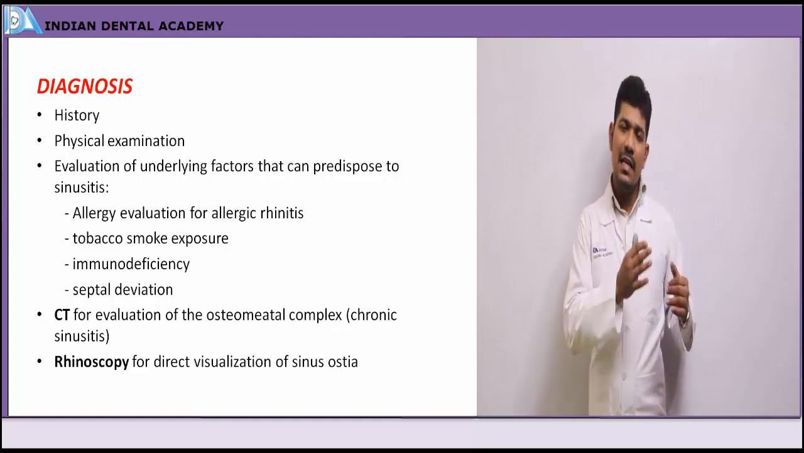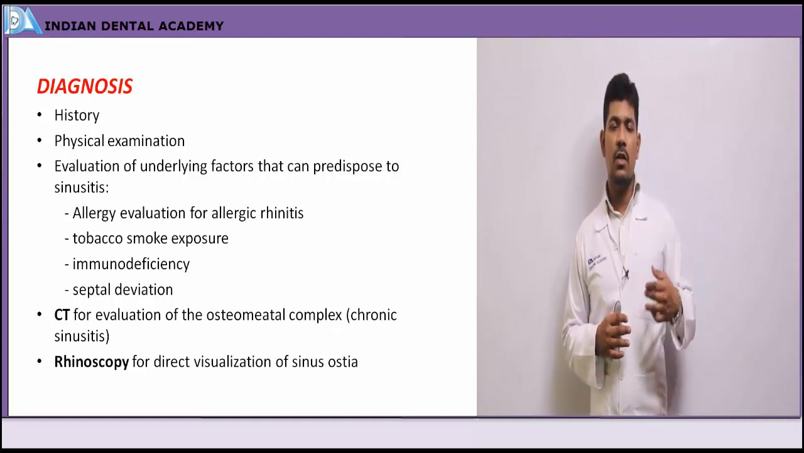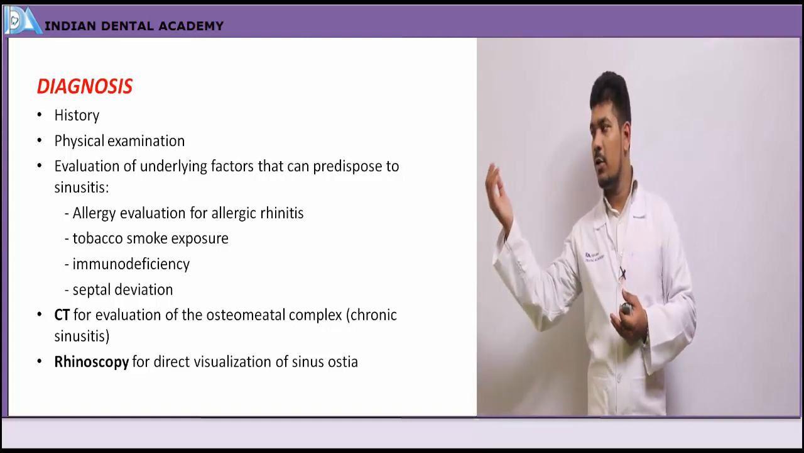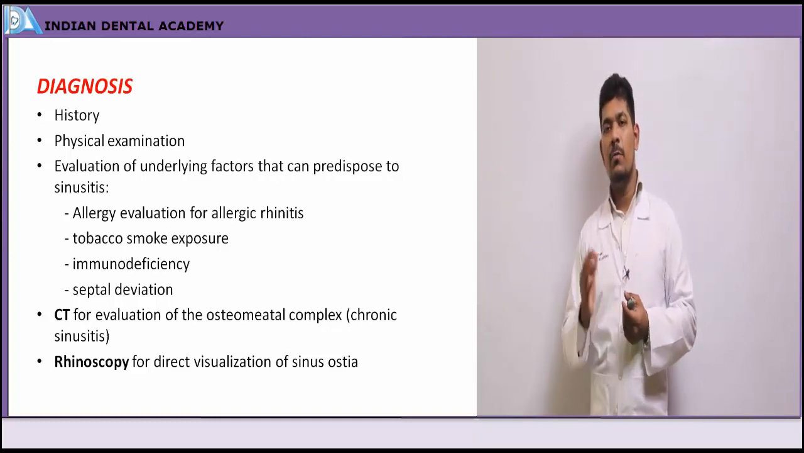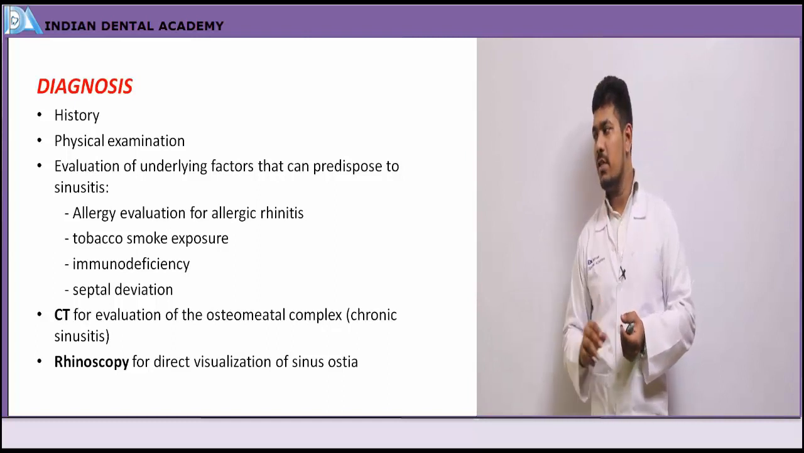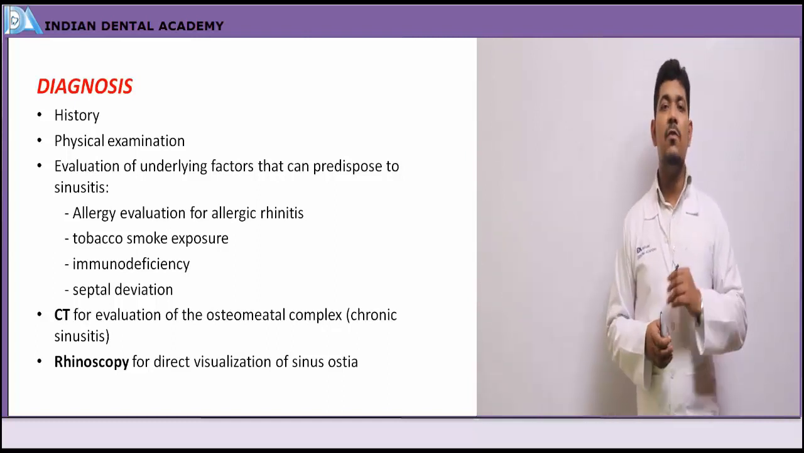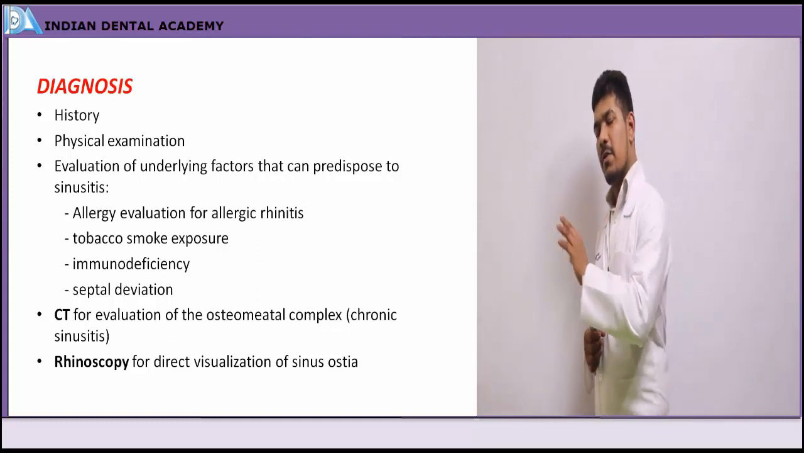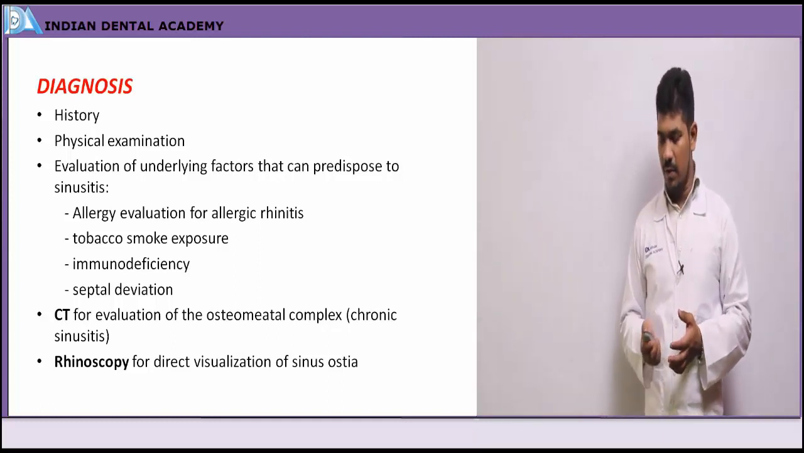Also, there is another less commonly used procedure called rhinoscopy, wherein you directly put in a scope to view the area from the posterior nasal fossa, wherein it gives a direct visualization of the sinus ostia. Although slightly uncomfortable for the patient, it is also very useful.